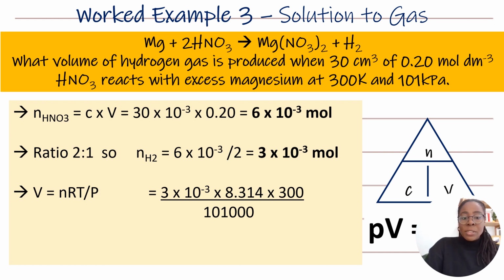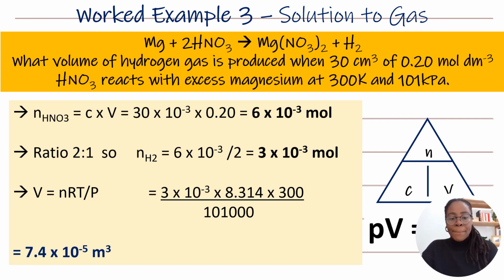We always take a moment to make sure that our quantities are in the correct units. So in this case, we would have had to multiply our pressure, 101 kilopascals, by 1,000 to turn it into pascals. We end up with a volume of 7.4 times 10 to the minus 5 meters cubed. If we wanted to convert that into centimeters cubed, we would multiply that by 10 to the 6.